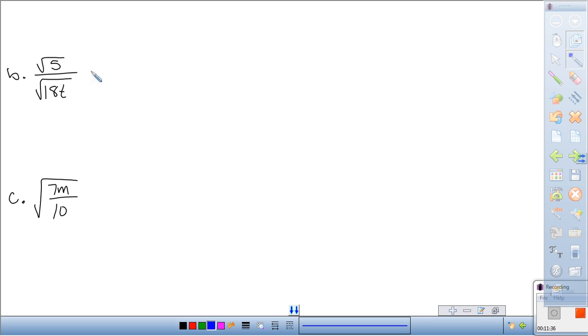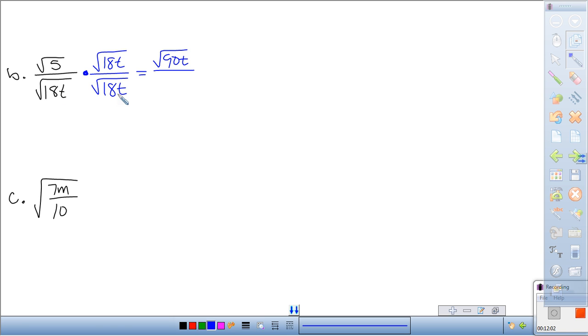So let's look at B. Our radical is the square root of 18t. Sorry, I keep writing that equal sign. So I'm going to rationalize by multiplying the numerator and the denominator by the square root of 18t. Remember that this is just 1, so I'm not changing my problem. Then I have 5 times 18, which is 90. So I have the square root of 90t divided by 18t times 18t.